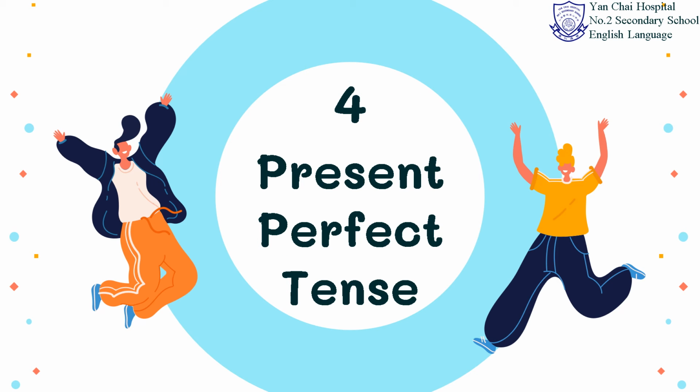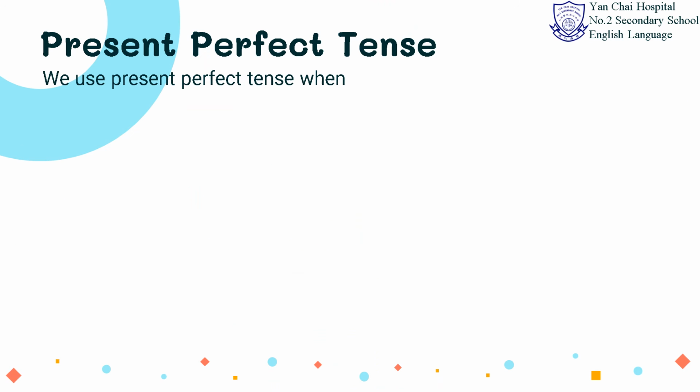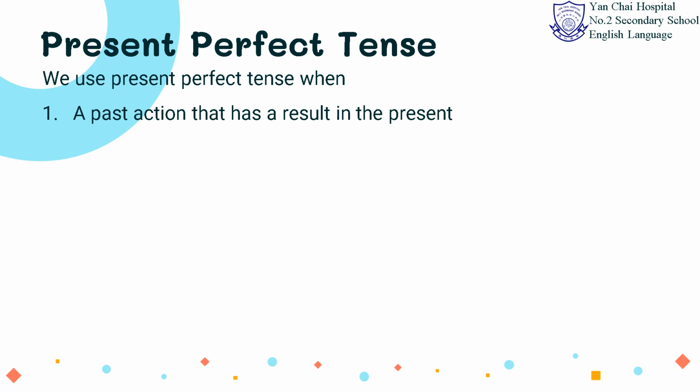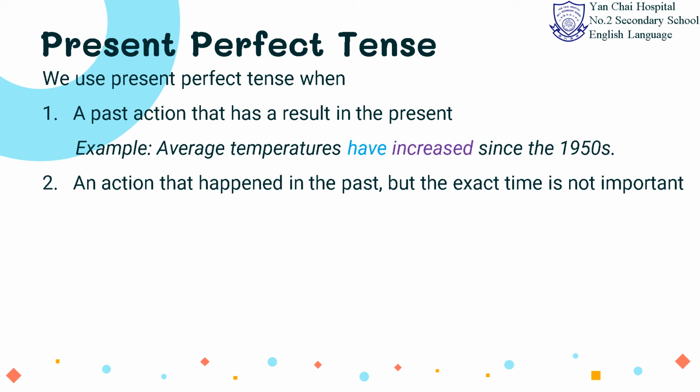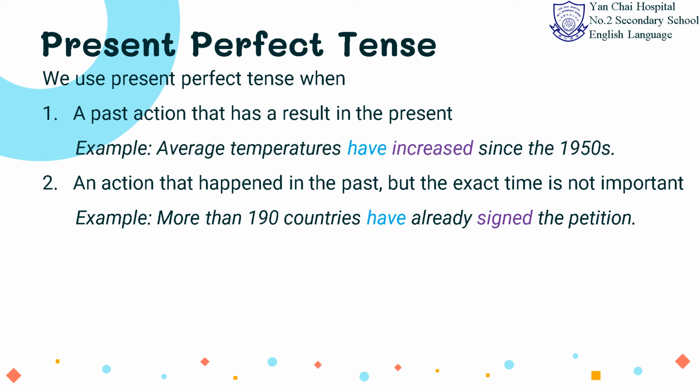Part 4. Present perfect tense. We use present perfect tense for a past action that has a result in the present. Example, average temperatures have increased since the 1950s. An action that happened in the past, but the exact time is not important. Example, more than 190 countries have already signed the petition.